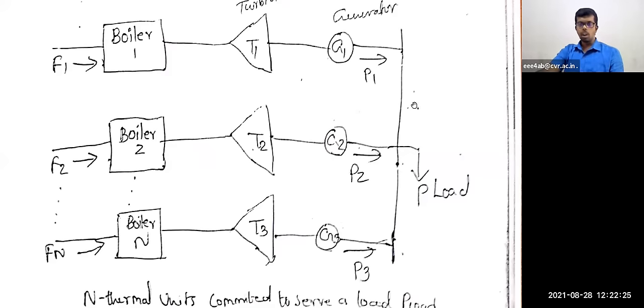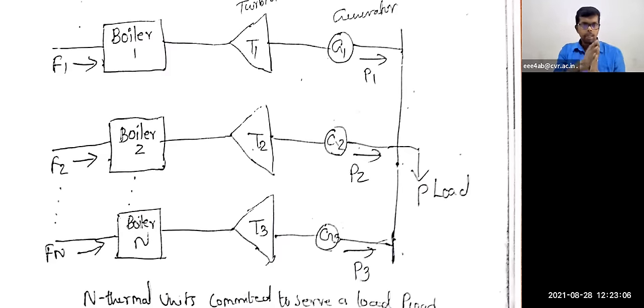So first you have to draw this diagram. Suppose in the exam they ask you to describe the economic load dispatch of n thermal generating units committed to serve the common load. Such a question may be asked as a 10-mark, 15-mark or 16-mark question. First you have to draw this, then explain it like I have explained. There are 3 generating units, the n generating units.